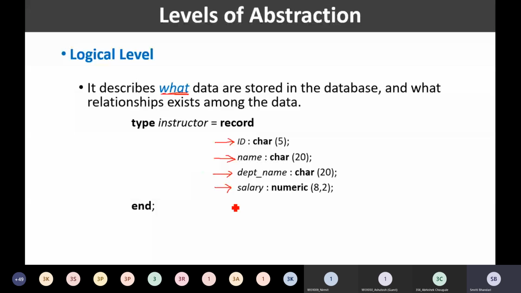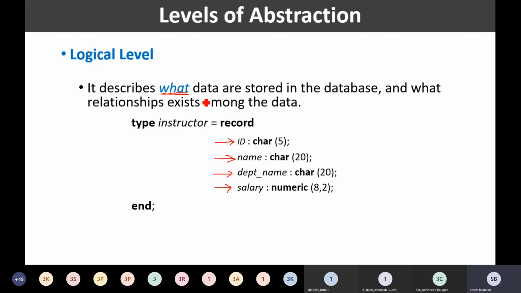And also in the logical level, we need to determine the relationships among the data. So how instructor is related with the student, how student is related with the courses. So that kind of data needs to be dealt with under logical level of data abstraction. So whenever we are saying logical level, we are describing what we are going to store. We are going to store instructor, we are going to store a student's data, we are going to store course data, and so on, right?